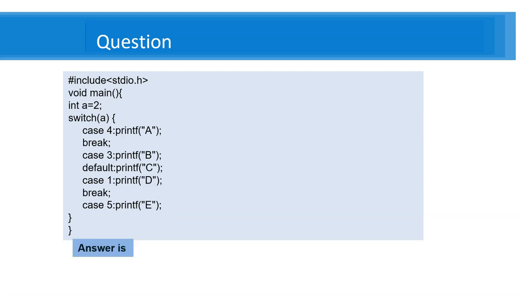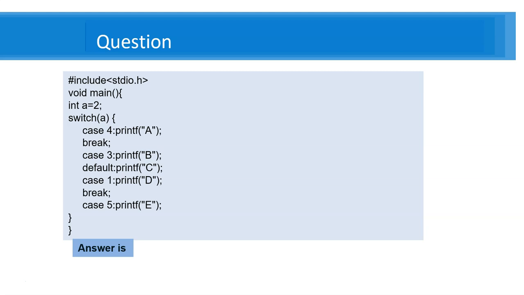Next question. So again, integer A is 2. Switch on A, case 4 is print A, case 3 is print B, default is print C, case 1 is print D, and then you have a break statement, and then case 5 is E. You can pause the video here and you can guess your answer.